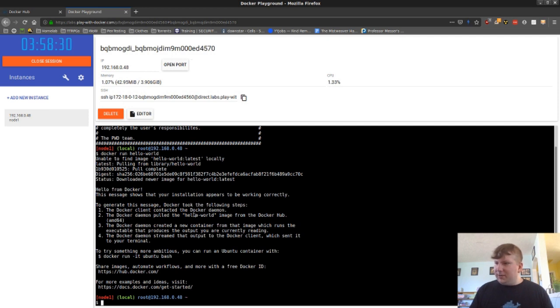It contacted the Docker daemon. The Docker daemon pulled the hello-world image from Docker Hub. The Docker daemon created a new container from that image, which runs the executable that produced the output you're currently reading. And the Docker daemon streamed that output to the Docker client, which sent it to your terminal. Pretty cool. So that's it for the first lab.